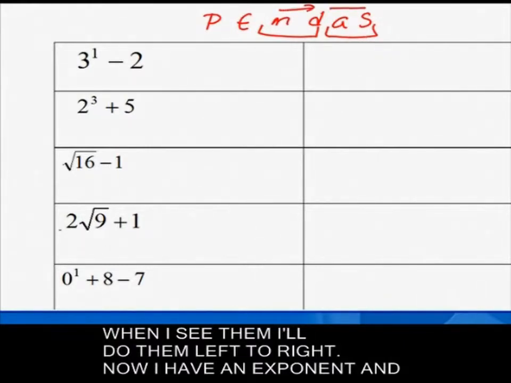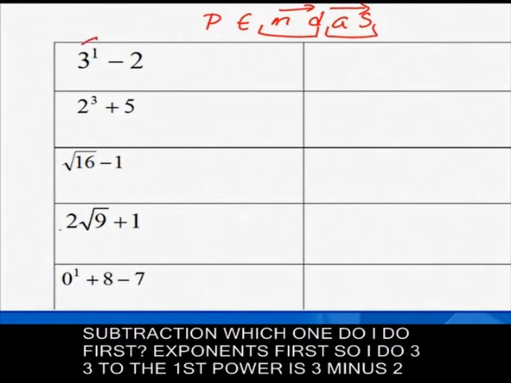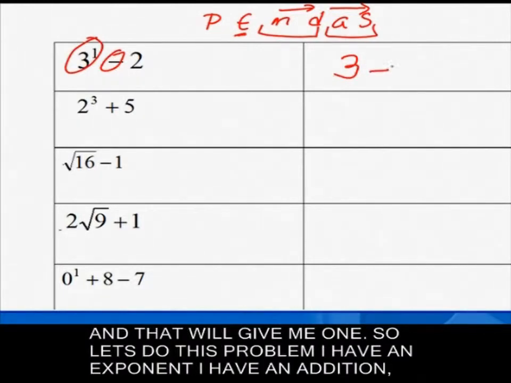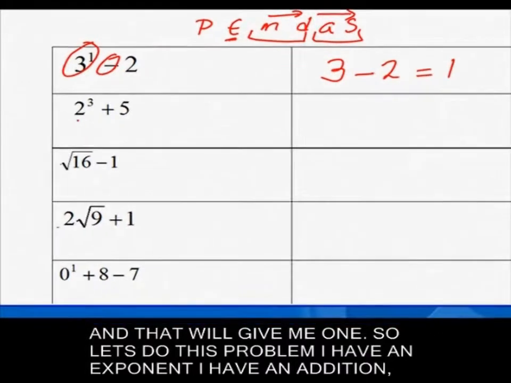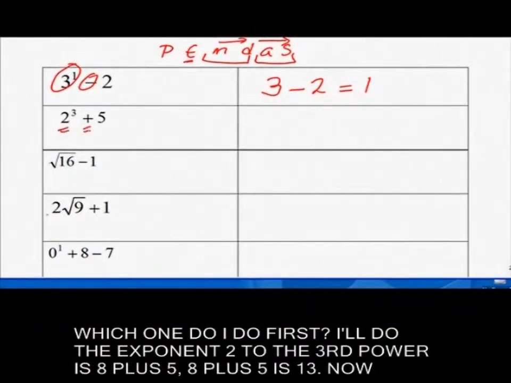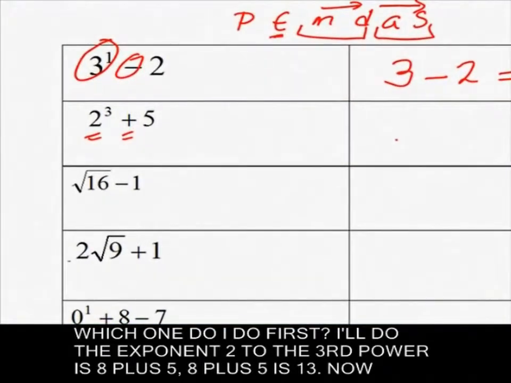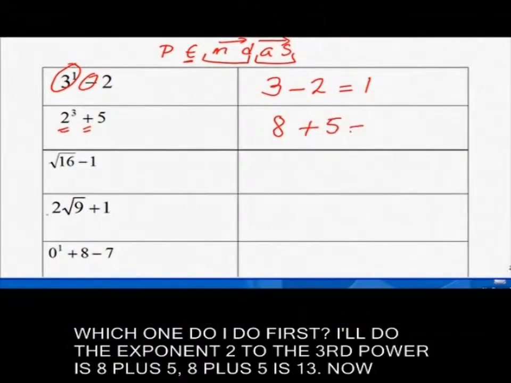Now I have an exponent and subtraction. Which one do I do first? Exponent is first, so I do 3 to the first power, which is 3, minus 2, and that will give me 1. So let's do this problem. I have an exponent, I have an addition. Which one do I do first? I'll do the exponent. 2 to the third power is 8, plus 5. 8 plus 5 is 13.